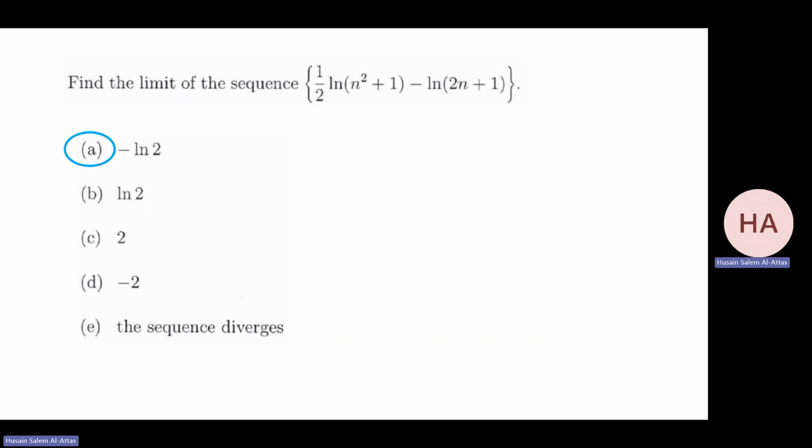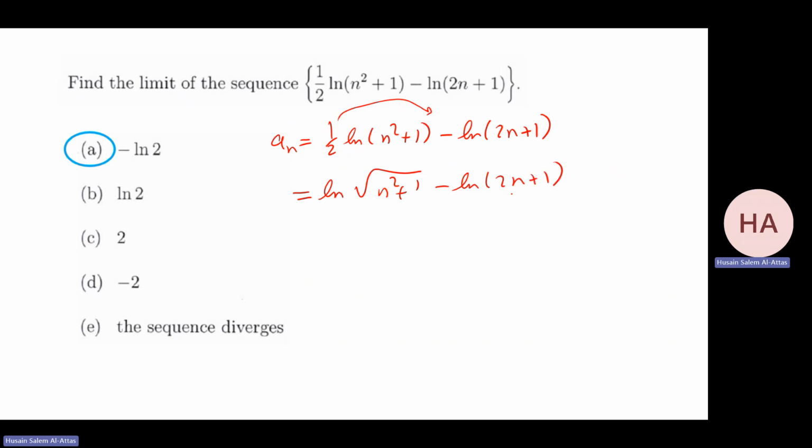Okay. Yeah, this one, I can rewrite it. a_n is half ln(n squared plus 1) minus ln(2n plus 1). That will be ln of the square root of n squared plus 1, because this goes as a power, minus ln(2n plus 1), which is ln of the square root of n squared plus 1 over 2n plus 1. So what is the limit as n goes to infinity of a_n? It will be the limit of this, ln.